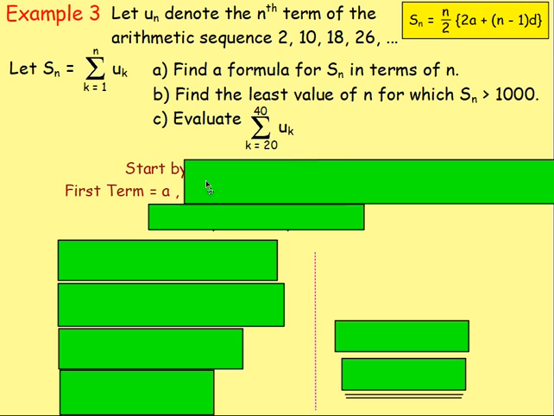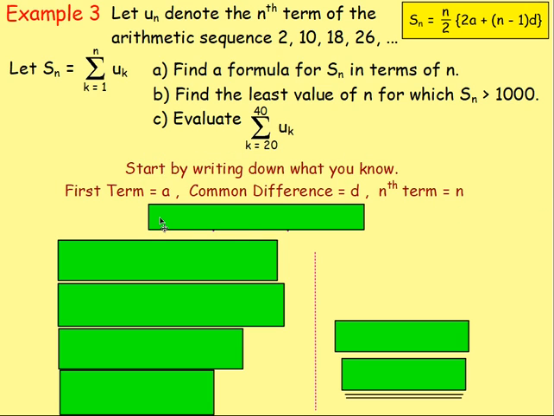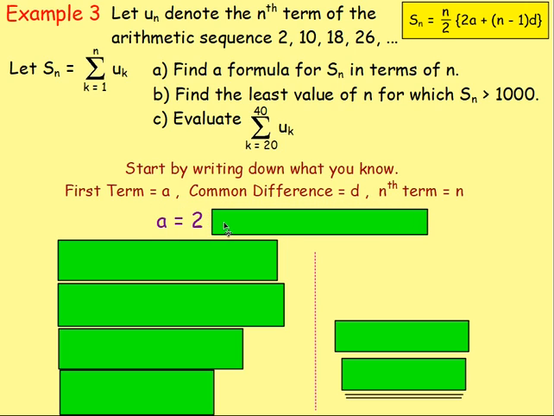So the first thing we want to do again is write down what we know: the first term, the common difference, and n. We know the first term is 2, so we can write down a as 2. The common difference, well, we're adding on 8 every time, so we know d is equal to 8. And n, do we know what n is? Well, no, we don't, so we can just leave that. We want to find a formula for Sn in terms of n, so we're expecting to have n just on the right hand side of this formula. We're not expected to replace it with a number.